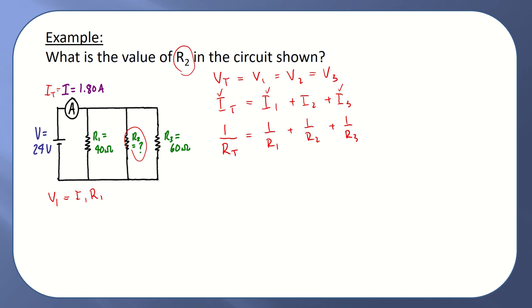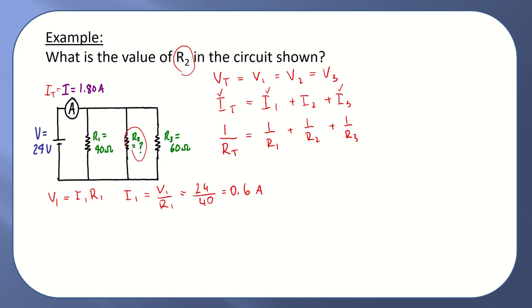So let's find the I1 current. From here, we can say that I1 is going to equal V1 over R1. Now we know the voltage 1 is going to be the same as the total voltage, which is 24 volt, over R1, which is 40 ohm. So 24 divided by 40, that's going to be 0.6. And this is current, so this is amps.